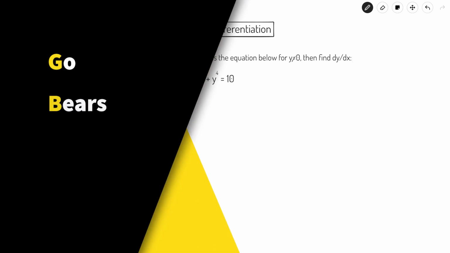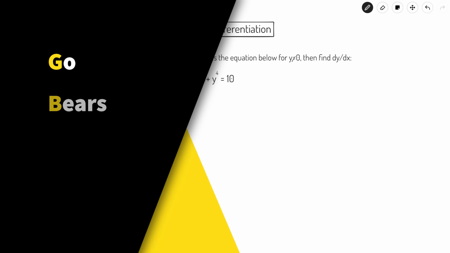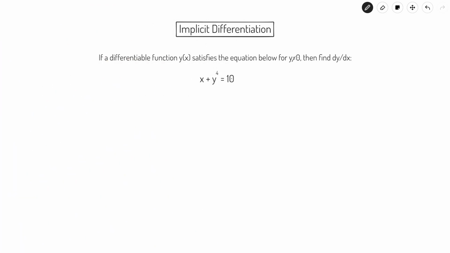Hello everybody, in this video, we will be exploring how to take the derivative of an equation using implicit differentiation. This problem says, if a differentiable function y of x satisfies the equation below for y not equal to 0, then find dy/dx. The equation below says x plus y to the fourth power equals 10.